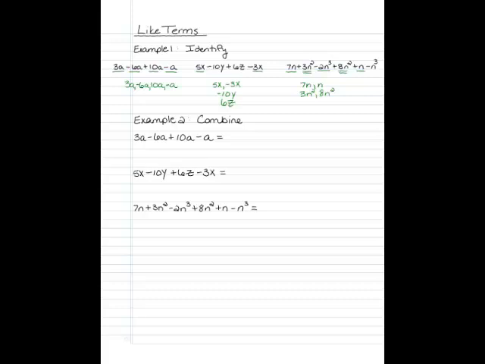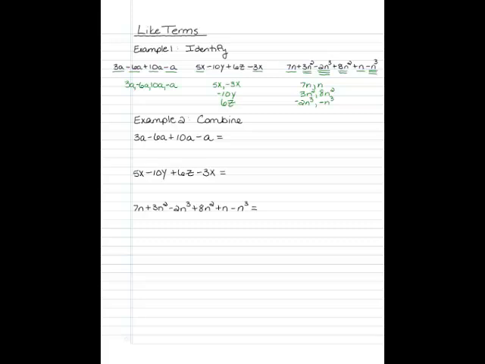Now these n cubed terms are like terms as well. So in this expression we actually have 3 sets of like terms. This last one being the negative 2n cubed and the negative n cubed.